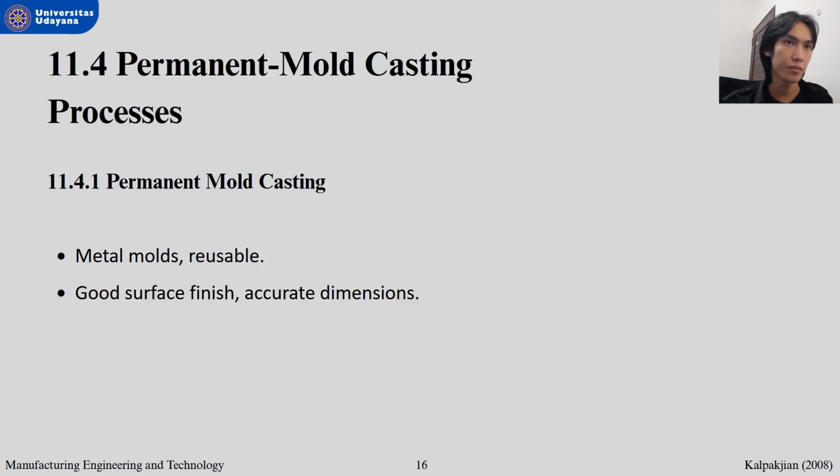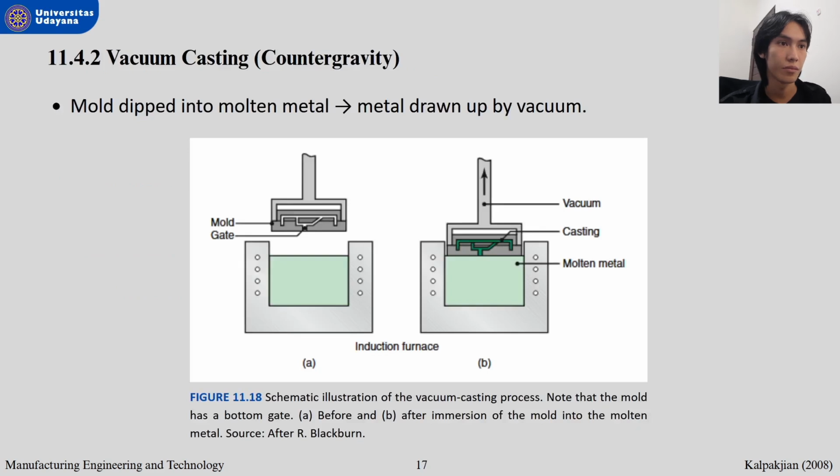Okay, next is the permanent mold casting process. Molds are made of metal and reused multiple times. This process offers good surface finish and dimensional consistency. You can see on 11.18, in vacuum casting, the mold is placed above the molten metal, and vacuum pressure draws the metal upward, like you can see on the figure.